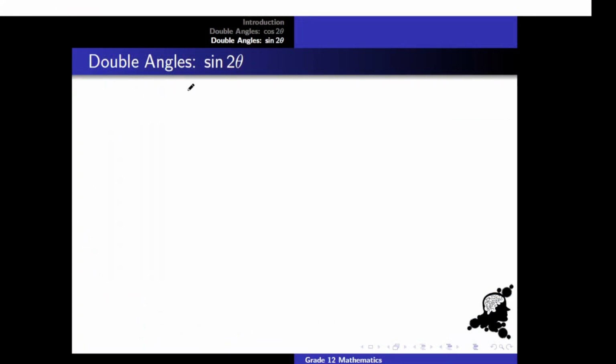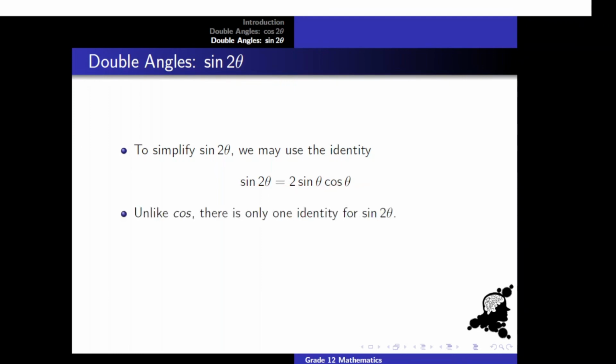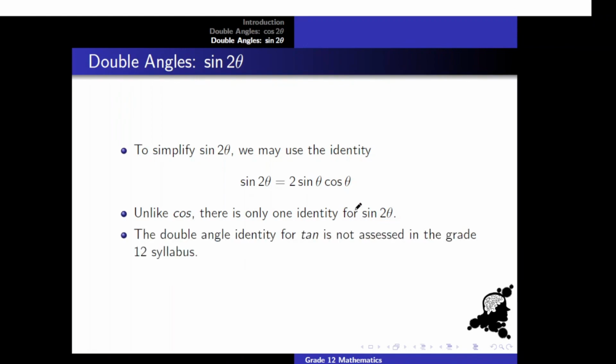Now we're looking at the double angle identity for sine. There's only one identity for the sine double angle. As we said, unlike cos, we've got one identity for sine 2 theta. We do not have a double angle identity being tested in grade 12 for the tan trig ratio.